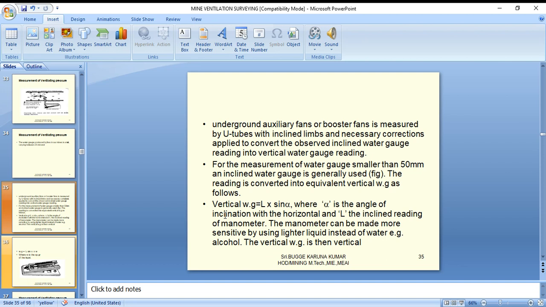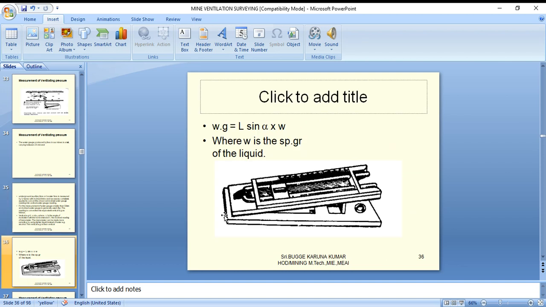Vertical water gauge is equal to L into sine alpha, where alpha is the angle of inclination with the horizontal and L is the inclined reading of the manometer. So we apply the alpha value from the inclination. The manometer can be made more sensitive by using a lighter liquid, such as alcohol, instead of water. Then the vertical water gauge is equal to L sin alpha into W, where W is the specific gravity of the particular liquid. If you use alcohol or mercury, it is different. So this is the standard formula as far as the inclined manometer is concerned.